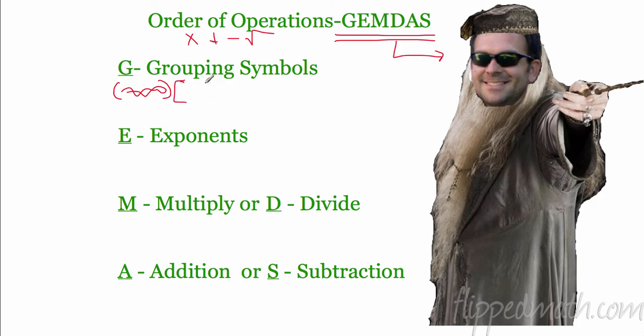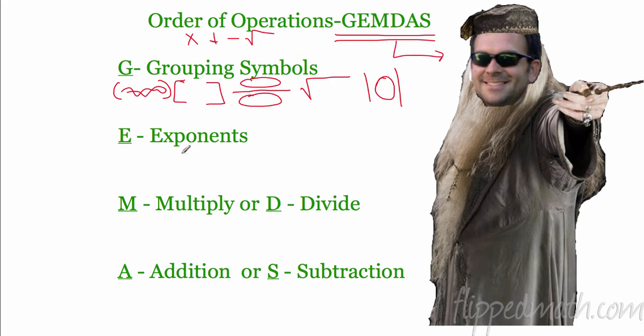Sometimes we use brackets. A fraction bar will group the top and separate it from the bottom. A radical is a grouping symbol. An absolute value bar groups stuff inside there and keeps it away from the stuff on the outside. So those are all grouping symbols, and that's where you would go first.